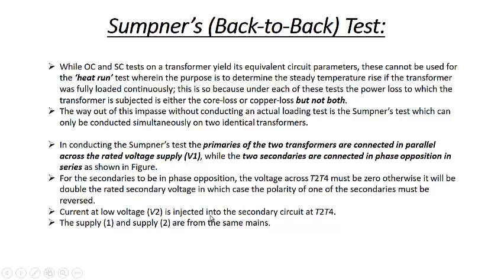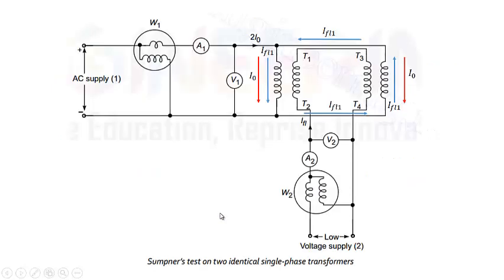Current and low voltage V2 is injected into the secondary circuit of T2 and T4. We'll keep the voltmeter as it is. Then we use this circuit, an ammeter, a wattmeter, and a low voltage supply over here to inject the current in the secondaries of the transformers.